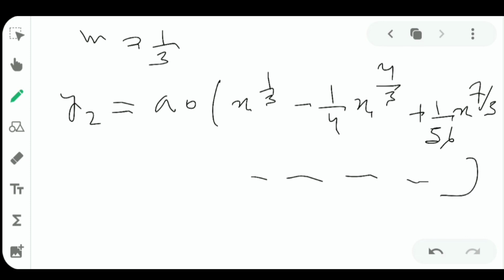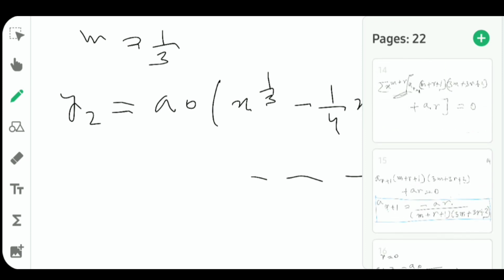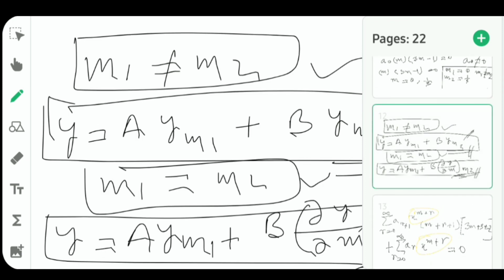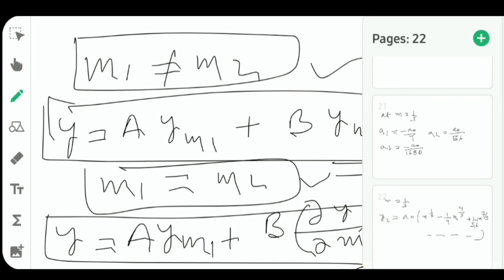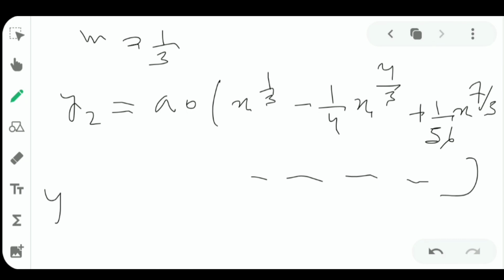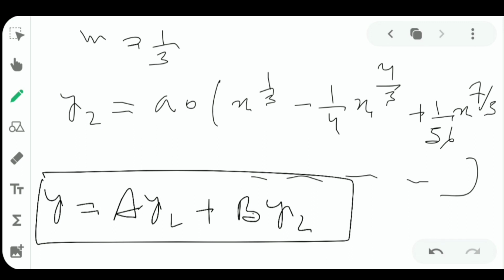The complete solution I already discussed. If m1 is not equal to m2, then we use this form, that is y equals a y m1 plus b y m2. I already calculated y m1 and y m2. So see what I write here. The complete solution will be equal to a y1 plus b y2. This is our complete solution.